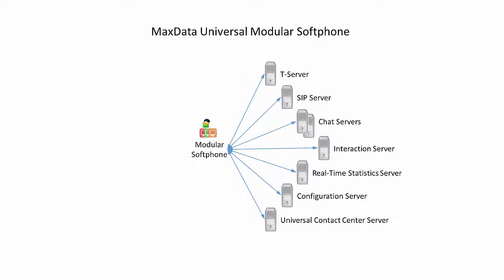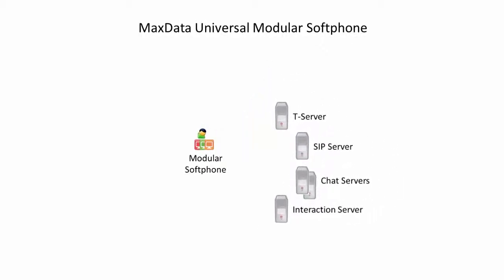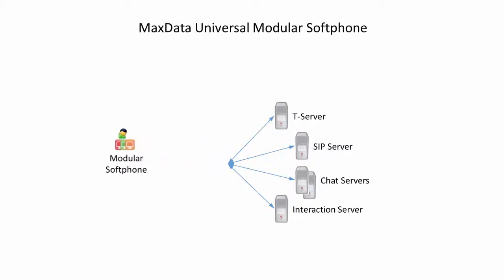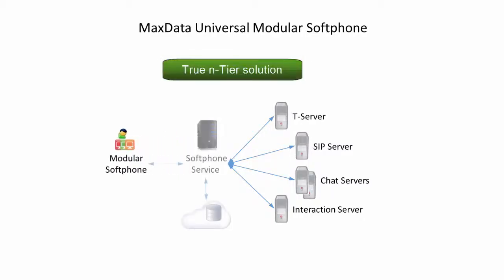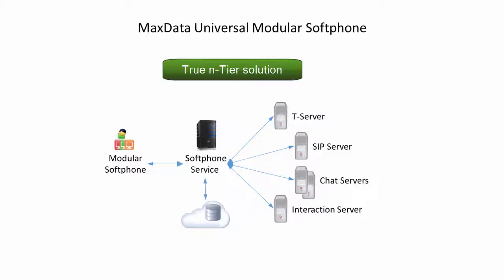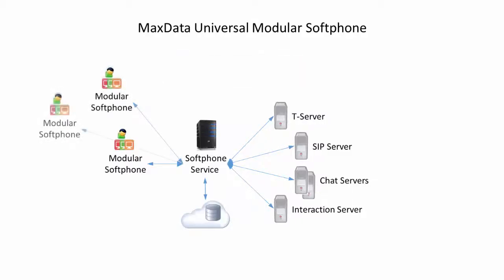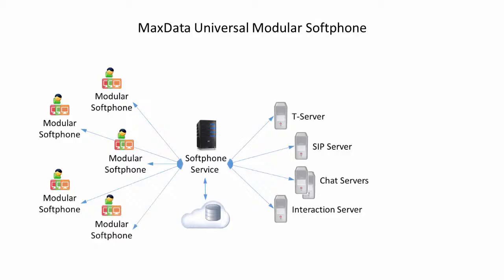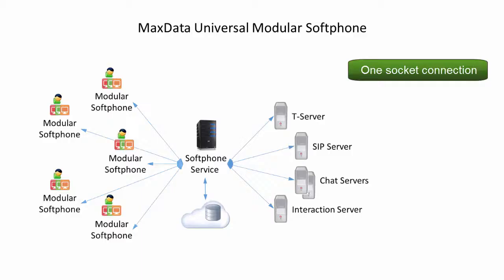Modular Softphone has a simplified N-tier architecture. First, we do not require connection to 3 of the 7 servers due to our unique method of integrating with the routing environment. Second, the connection to the Genesys environment is done through the Softphone service. All agent desktops connect to the Softphone service, which makes the architecture much simpler, as it requires only one socket connection to the T server or interaction and chat servers.